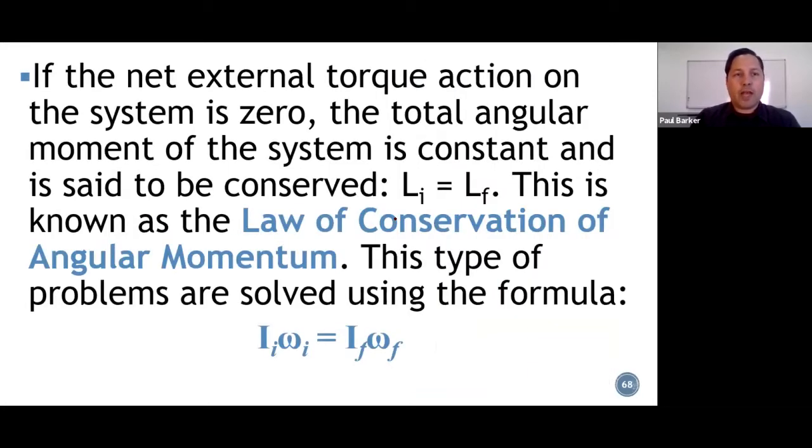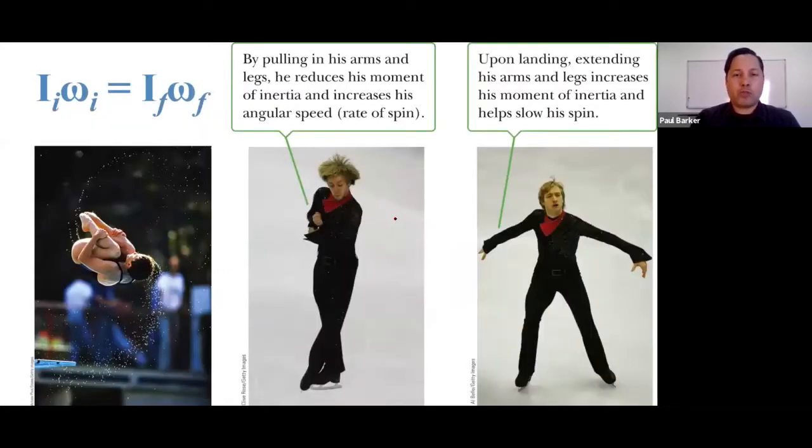If the net external torque acting on the system is 0, the total angular momentum of the system is constant and is said to be conserved. So Li equals Lf. This is known as the law of conservation of angular momentum. This type of problem can be solved using the following formula, which is I, the moment of inertia, times the initial angular speed, is equal to the final I times the final angular speed. Now, this formula is used to figure out what will be the angular speed of an object, and the object can change its angular speed by changing its distribution of mass.